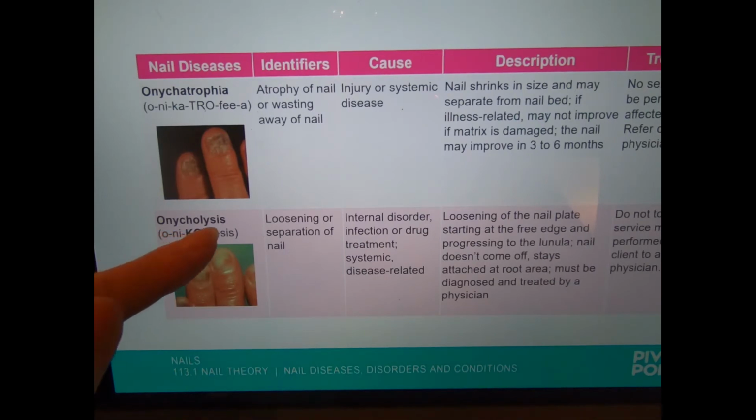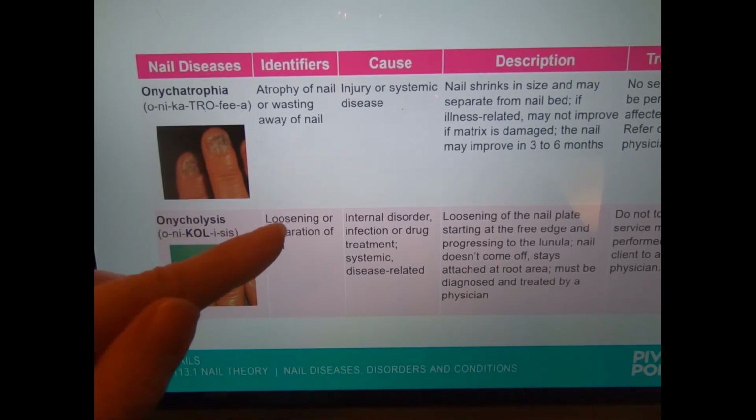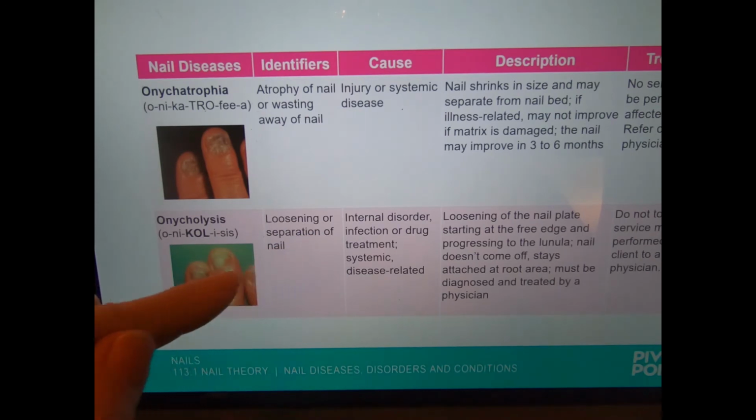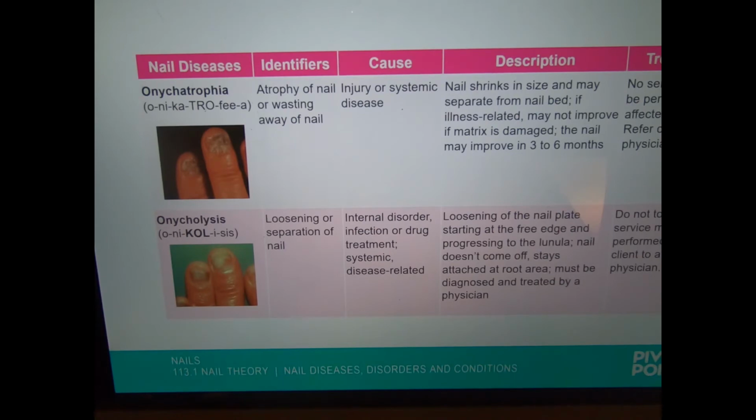Okay, onycholysis. When you say this, I want you to say onycholysis, lysis. It's a loosening or separation of the nail. You can see here where this nail is white in this picture. It has all separated from the nail bed. That's why it's white, but it doesn't fall off. Again, do not work on this.